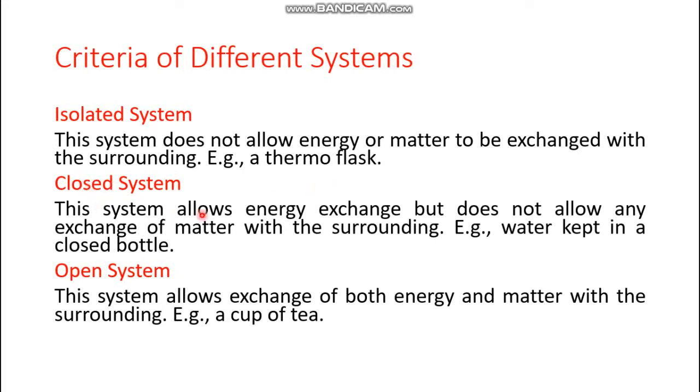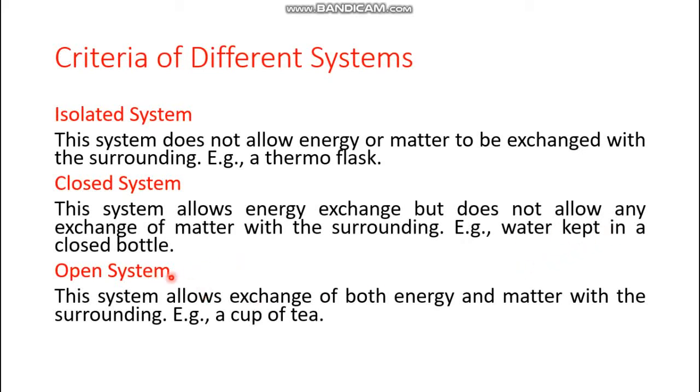Now move on to closed system. In a closed system, energy will be exchanged, but matter will not be exchanged. Suppose you have a bottle of water and that bottle is closed. So if it is hot water, it will come to the normal temperature. If it is cold water, it will also come to the normal temperature. That means hot water is releasing heat to the surrounding and cold water is absorbing heat from the surrounding. As a result, energy is being exchanged, sometimes absorbed, sometimes released. So the closed system allows energy exchange but does not allow any exchange of matter with the surrounding, for example water kept in a closed bottle.